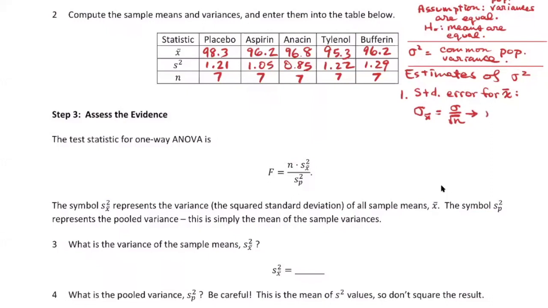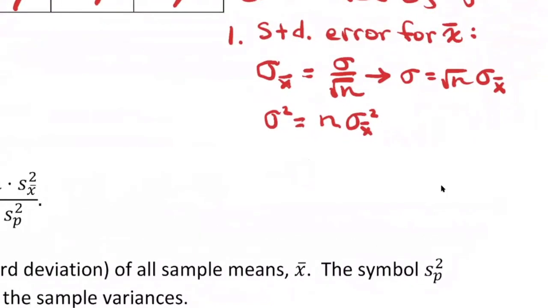So that sigma would be the square root of n times sigma X bar. And if I square both sides, I have the population variance. So sigma squared would be just n times the variance of the sample means. So I'm squaring these. And I know what n is. That's the common sample size.